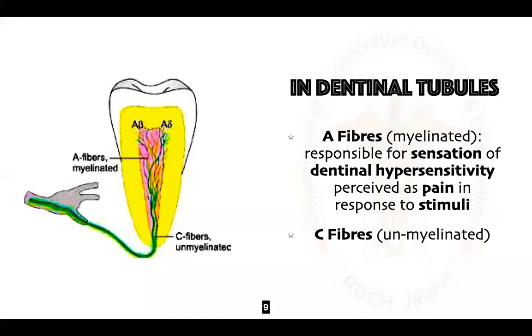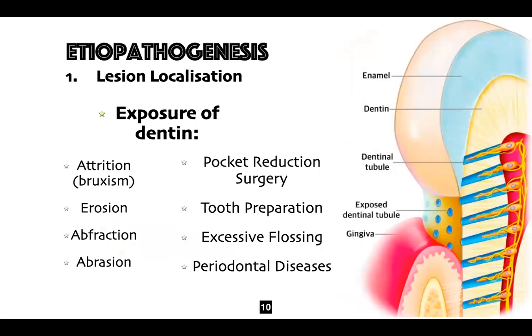Right? A fibers are myelinated, responsible for the sensation of dentinal hypersensitivity, which is perceived as pain in response to any kind of stimuli. C fibers are unmyelinated, and as I'm trying to show you here, the location is most important for A fibers. So if ever they ask you in the viva what fibers are responsible for sensitivity, don't think that they asked you beyond your scope. No. Okay. So, etiopathogenesis of dentine hypersensitivity. These are the things that you absolutely have to write in your exam and have to remember from today till whenever you decide is the last day of your practicing dentistry.